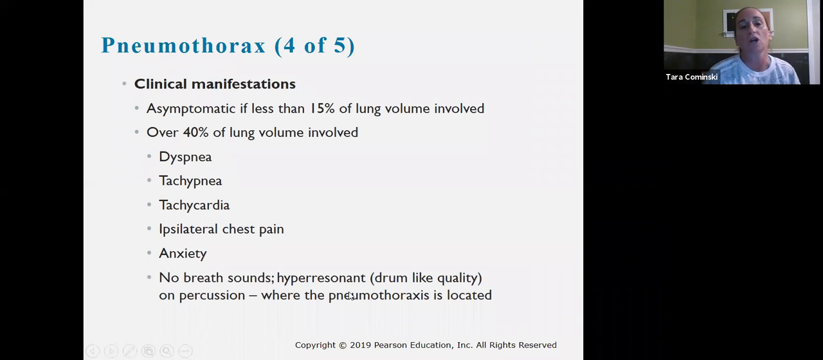All right, in terms of clinical manifestations. If this is only affecting about 15% of the lung, there may not be any symptoms at all. If you're talking about over 40% of the lung involved, here you go, the same symptoms that we talked about before, okay? What about ipsilateral?